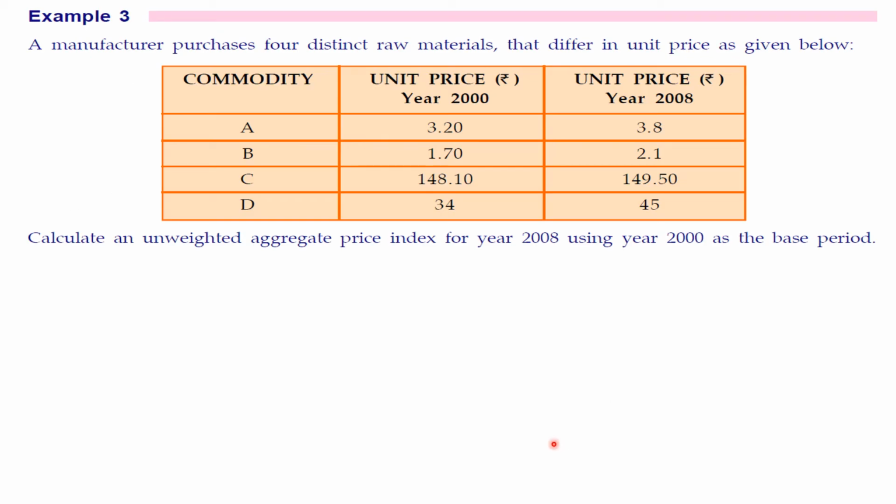Now we'll see an example to understand the simple aggregative index. A manufacturer purchases 4 distinct raw materials that differ in unit price as given below. So we have the commodity, the unit price in the year 2000 and the unit price in the year 2008. We have commodities A, B, C and D, and the corresponding unit prices in the years 2000 and 2008 are given here in rupees. Calculate an unweighted aggregate price index for the year 2008 using the year 2000 as the base period.